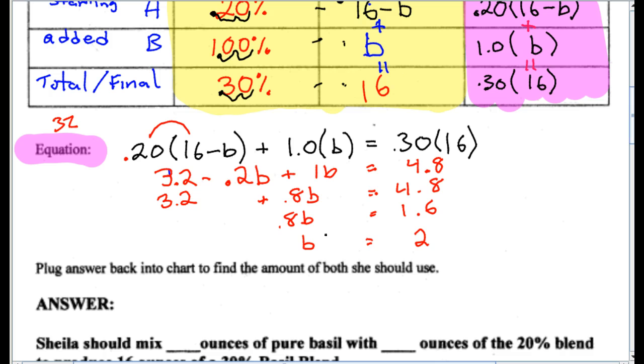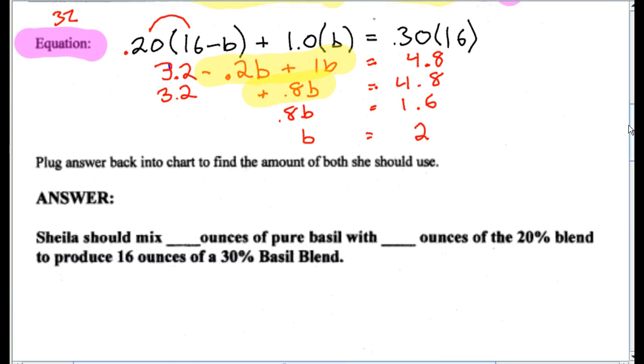How do you get 2? Negative 0.2b plus 1.0b equals a positive 0.8b. How? There's a 1. It's arithmetic. 1 minus 0.2 is 0.8. So combining all the variables, there's a 1b and a 0.2b. 1 minus 0.2, and you get 0.8. Okay.